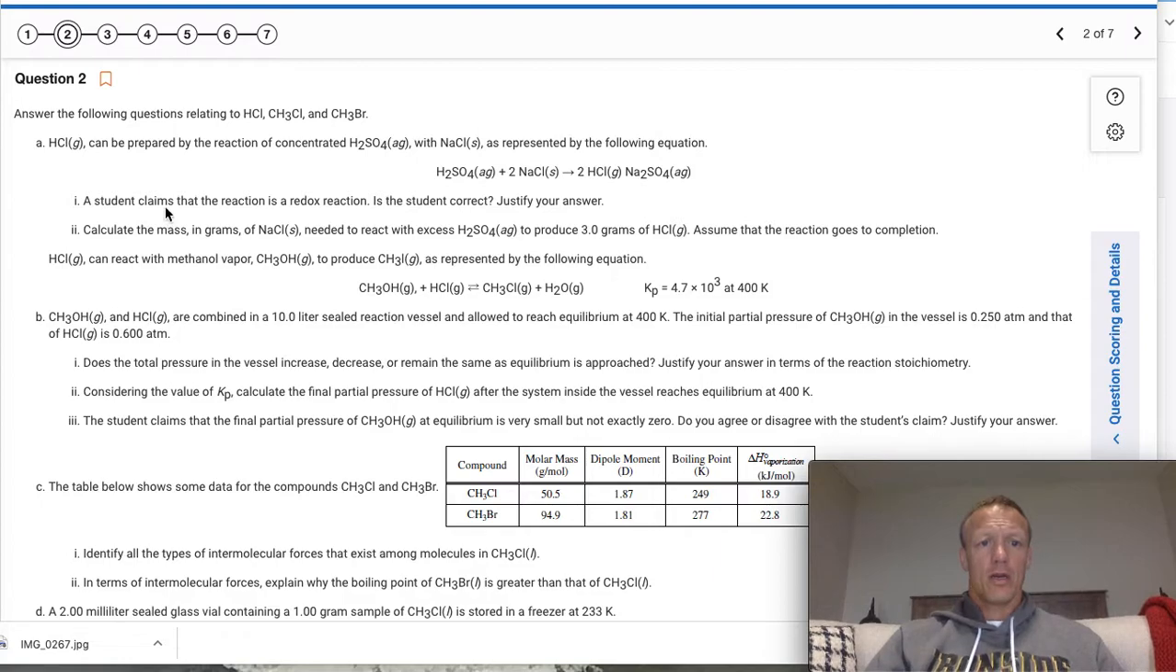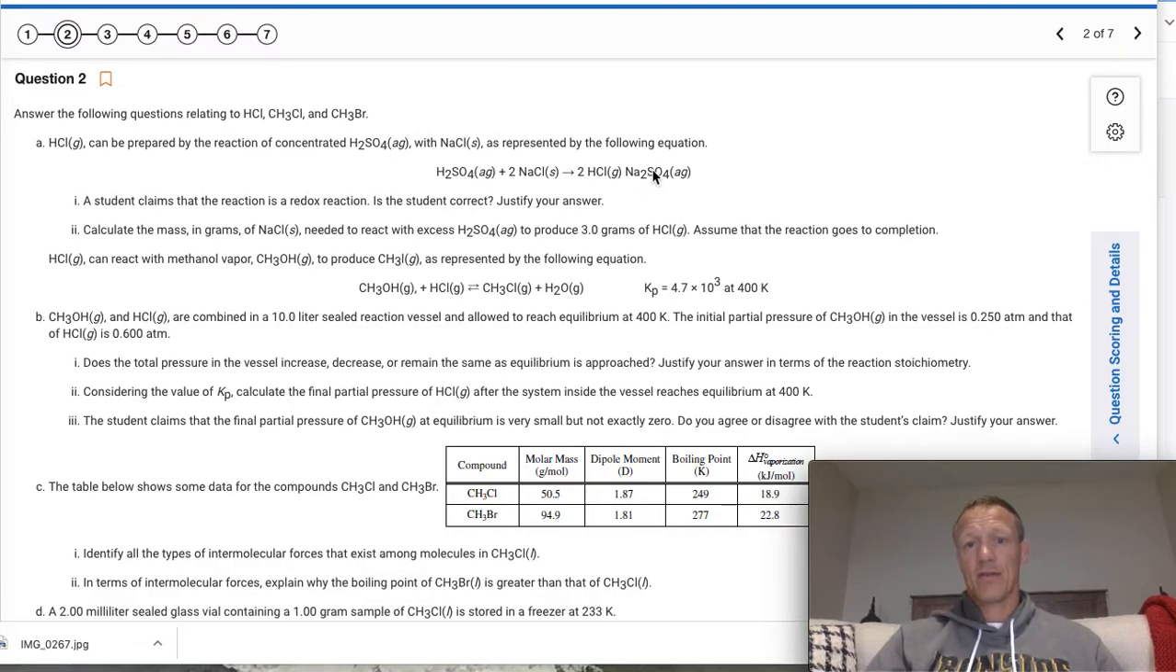First question, a student claims the reaction is a redox reaction. Is the student correct? Remember, redox just means that there is a change in charge from one side to the other. So something has to be going up in charge, something has to be going down in charge. Hydrogen here is a +1 charge, hydrogen still +1 there. Notice you have SO4 here and SO4 here, so it's really going to be the same on both sides, but you can figure out sulfur's charge here. Oxygen's a -2 times 4 is -8, and a +2 there, so sulfur is a +6 here.